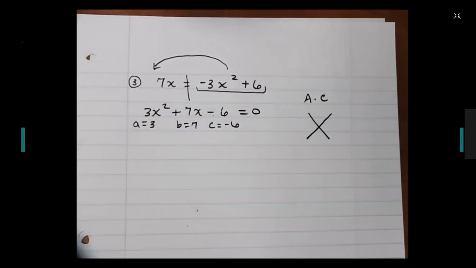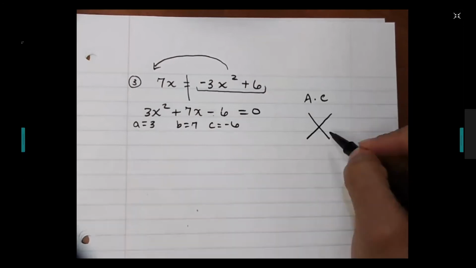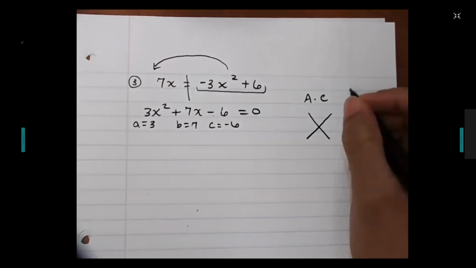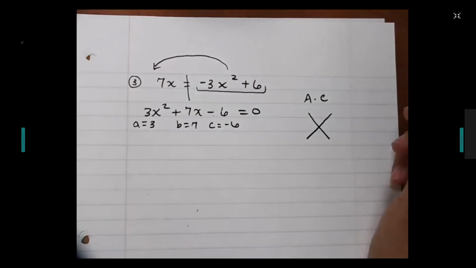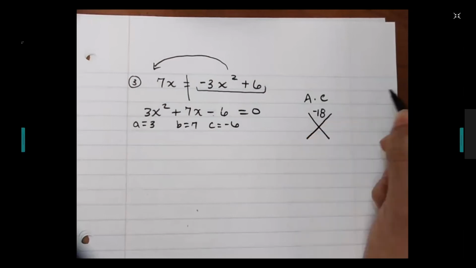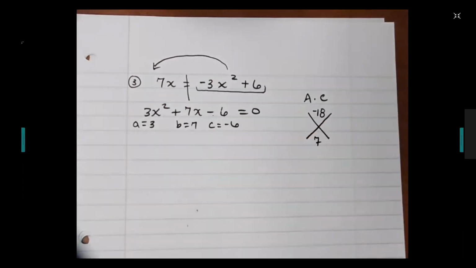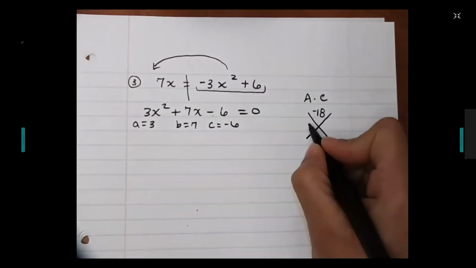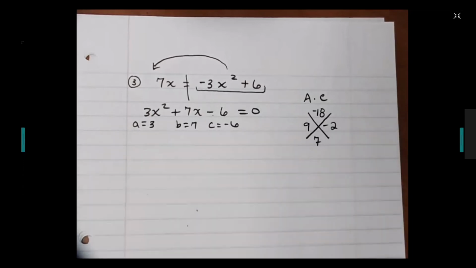I teach it by factoring. Your teacher might have taught you, my father drives a silver Mercedes. It's the same process, okay? So if that's how you know how to do it, that's how you would factor it. But I'm going to show it by grouping. So we do A times C. 3 times negative 6, that's negative 18. B is 7. So I'm looking for factors of negative 18 that add up to 7. That would be, let's see, 9 and negative 2, right?